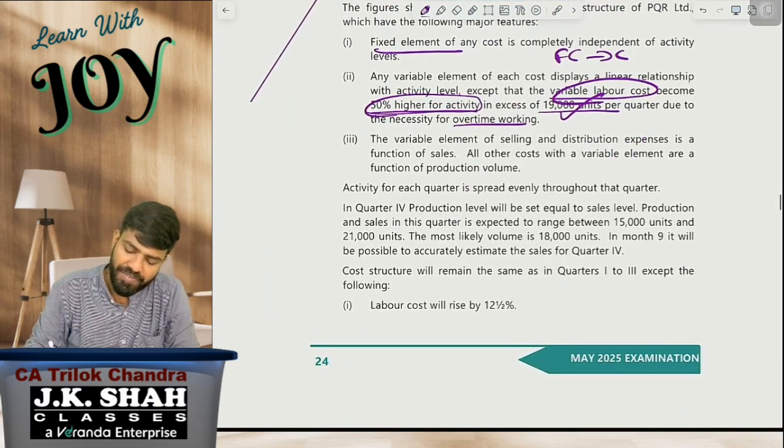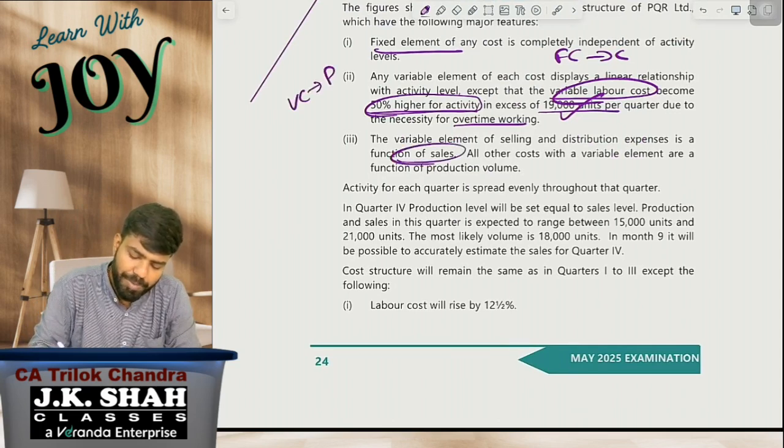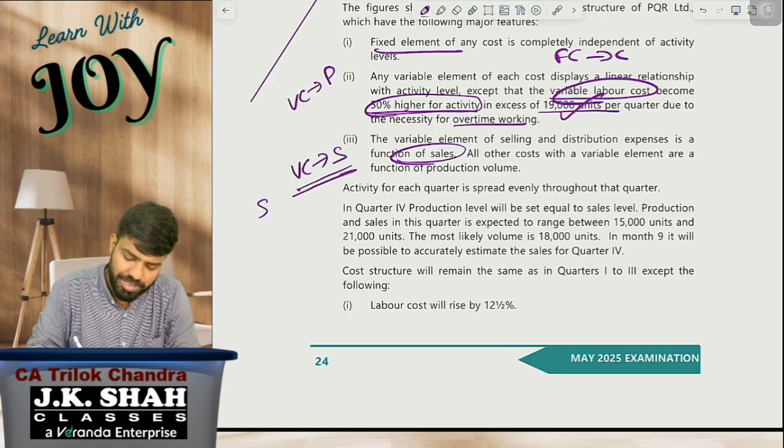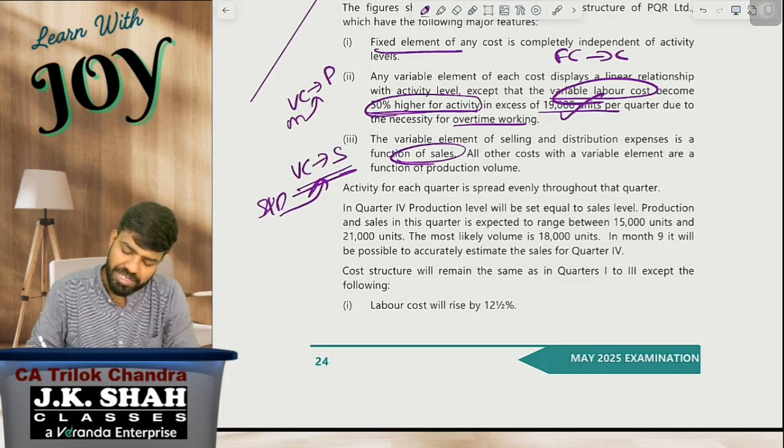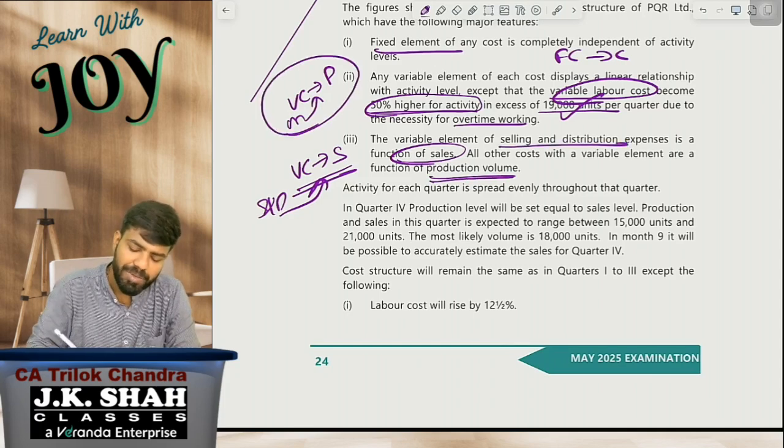Next, the variable element of selling and distribution expenses is a function of sales. So here the variable cost depends upon production, whereas here the variable cost depends upon sales. Selling and distribution depends on sales. Manufacturing depends on production. Next, all other costs with variable element are a function of production volume. All other than selling and distribution, everything is based on production.